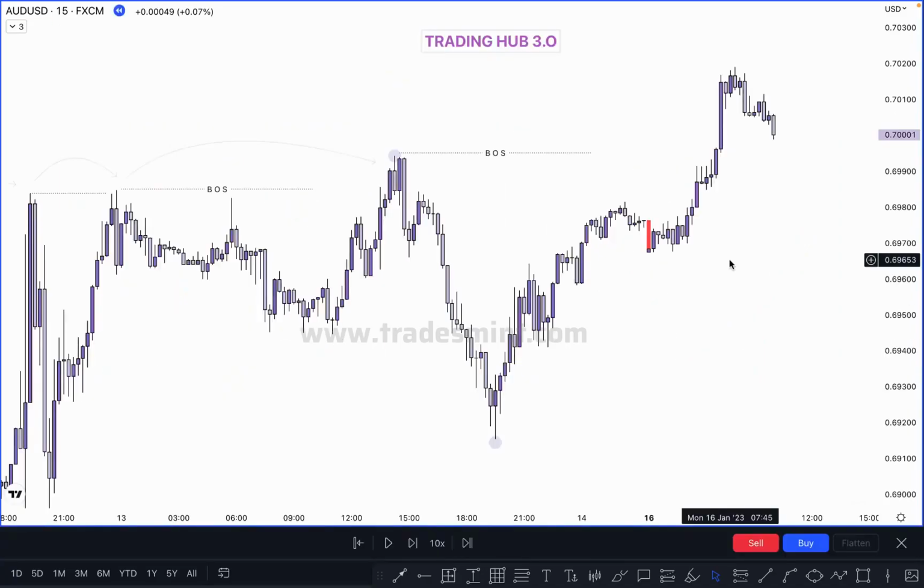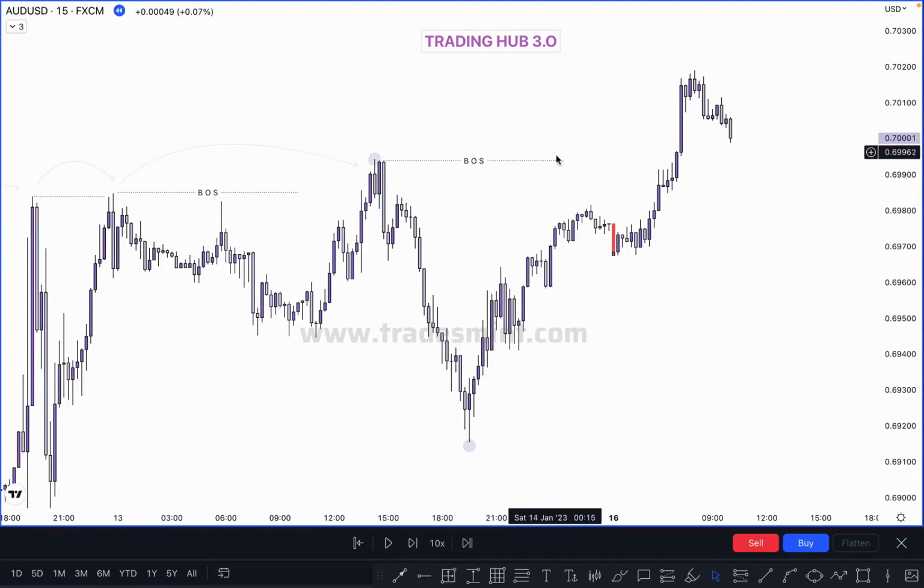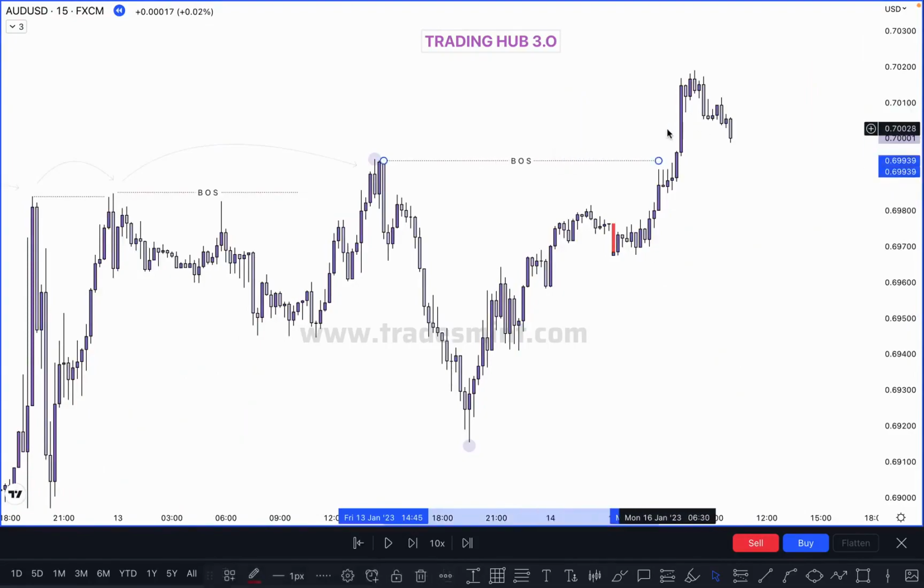So this is our AUD/USD chart on the 15-minute time frame. As you can see here, market momentum is bullish and the market continues looking for the upside, and this one is our complete break of structure because the market closed above it. When the market closes above it, you have to wait for the inducement to be taken out to confirm the new higher high.